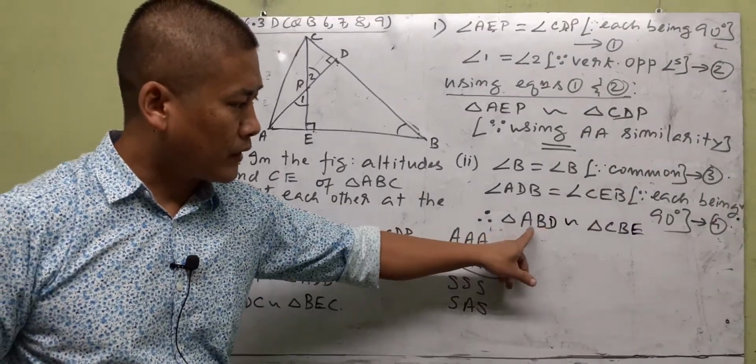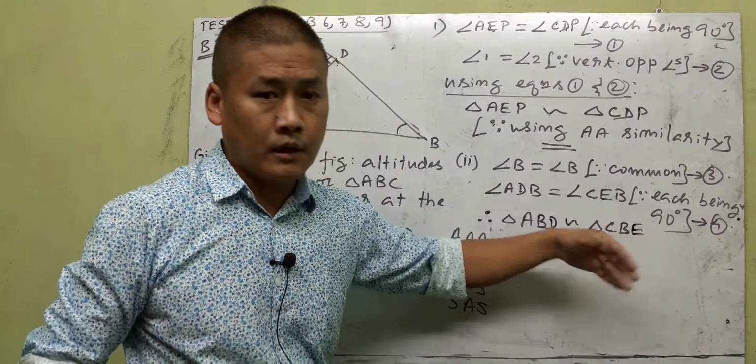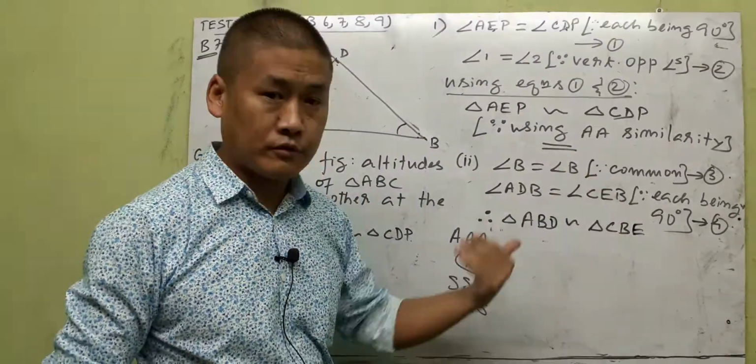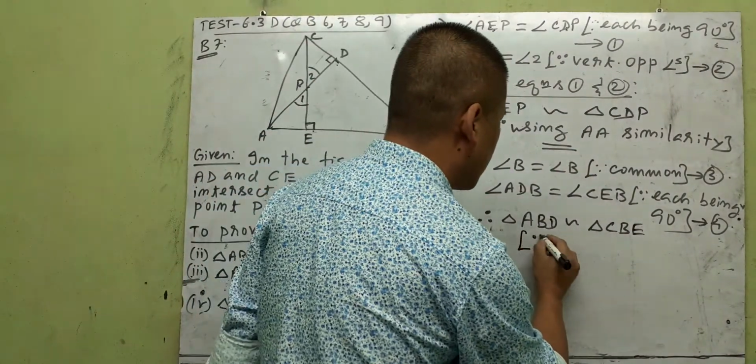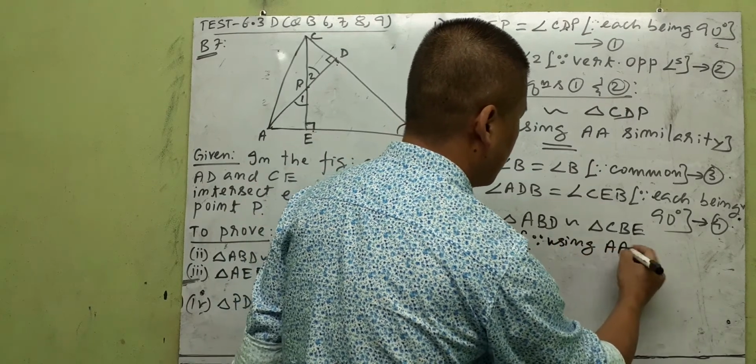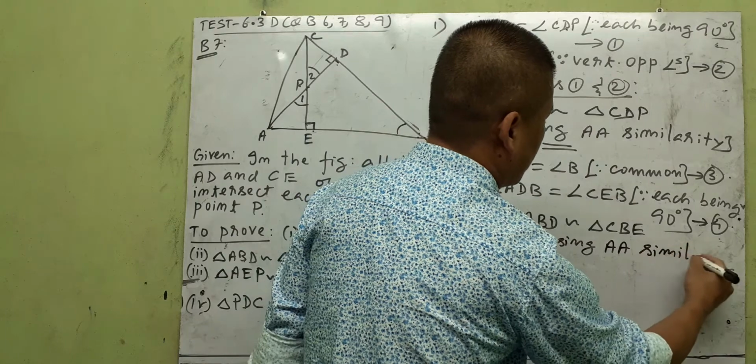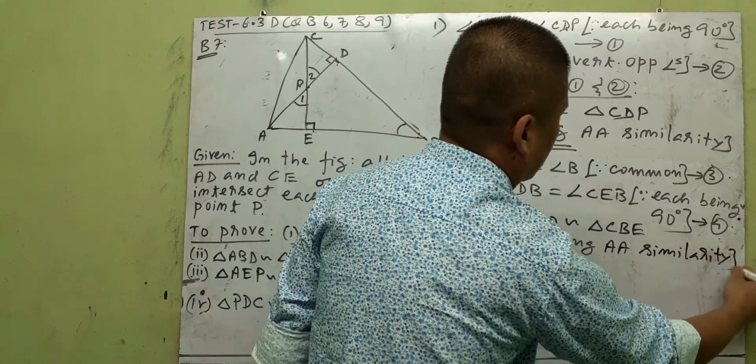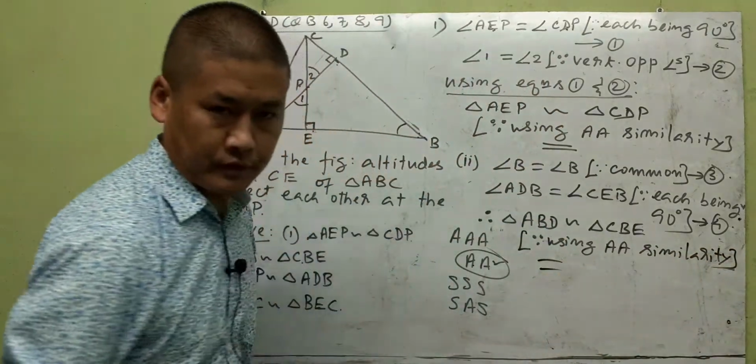If you get the order wrong, ABD and you write here CEB, all the marks will get cancelled because that's wrong. So write, using AA similarity condition. So this is the second one proved.